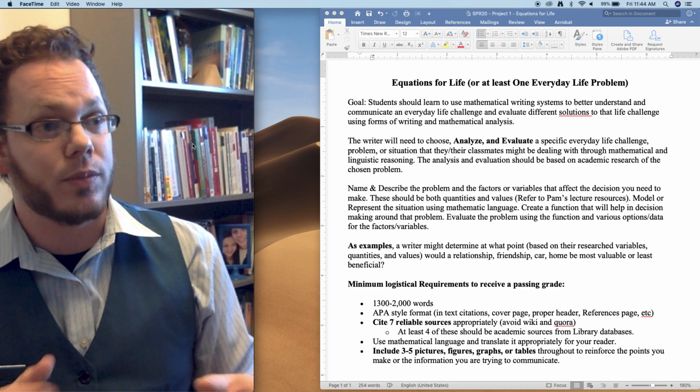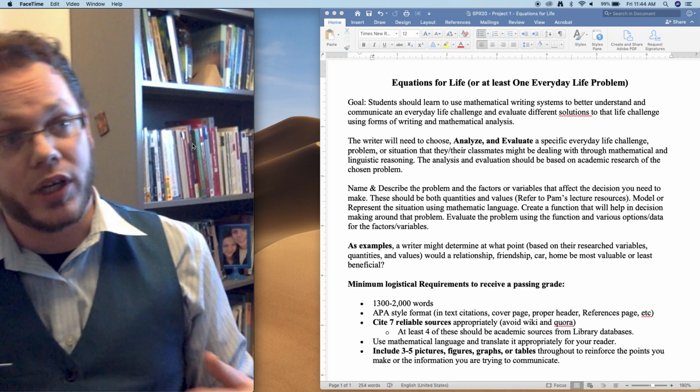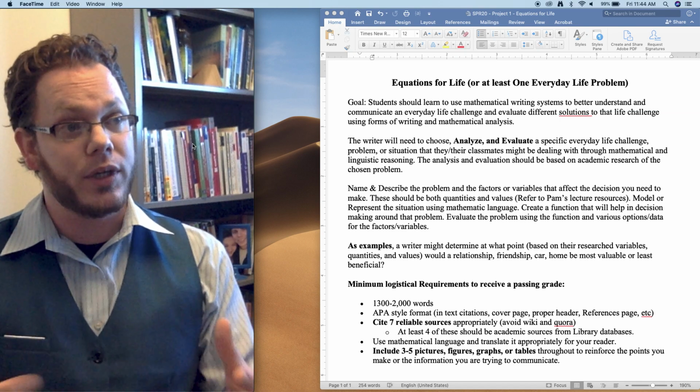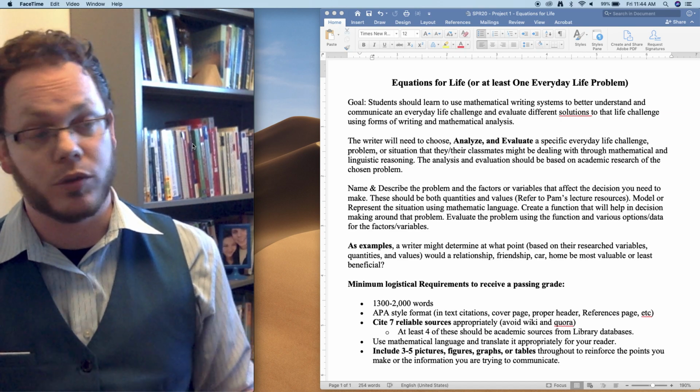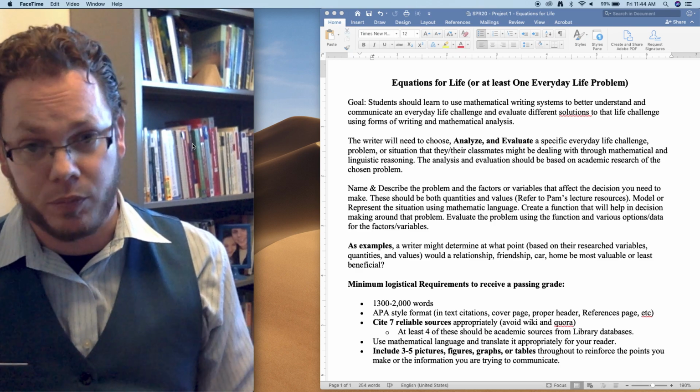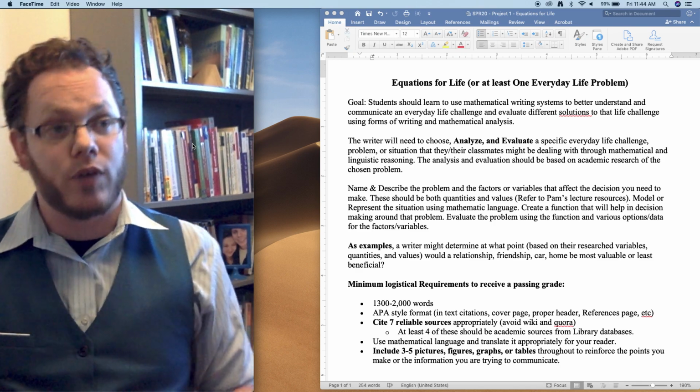So students should learn to use mathematical writing systems to better understand and communicate an everyday life challenge and evaluate different solutions to that life challenge using forms of writing and mathematical analysis, which, if you've been in the class, you know that math is a form of writing and language.